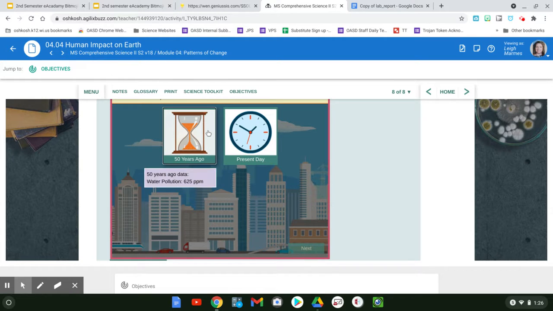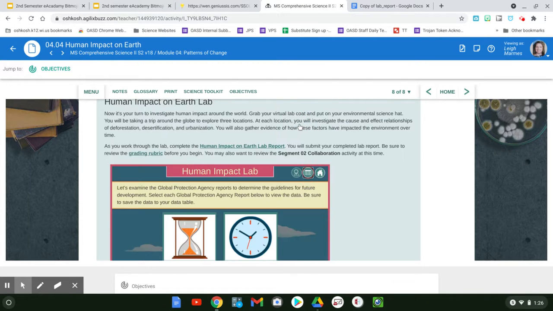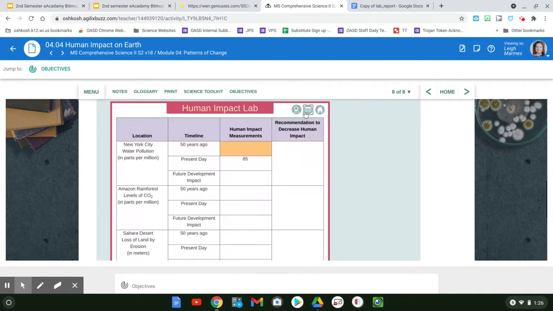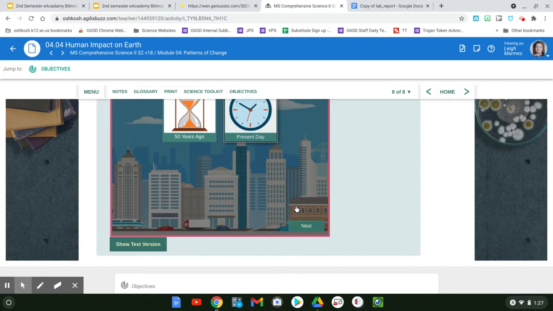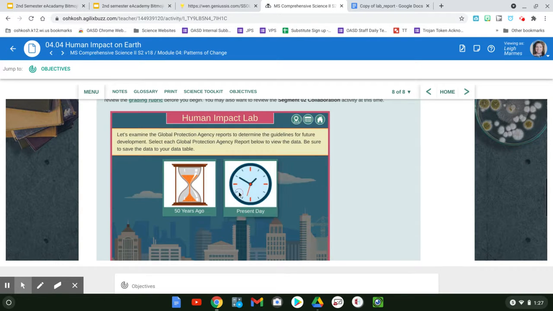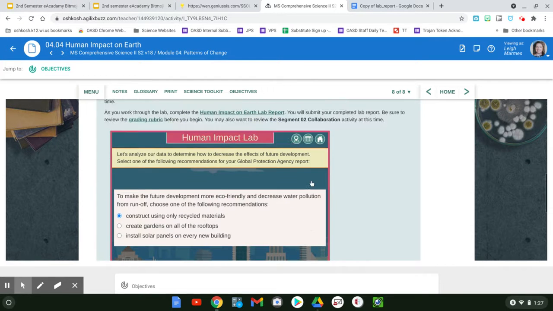But 50 years ago, it was 625 parts per million. Okay. And click on here. 625 parts per million. And then you press go. And then you press next. Sorry, I'm learning how to do this with you.